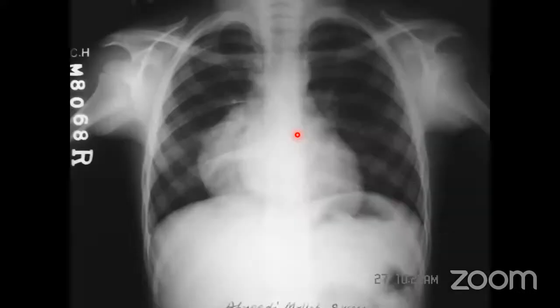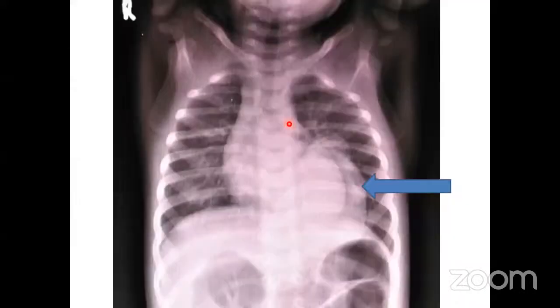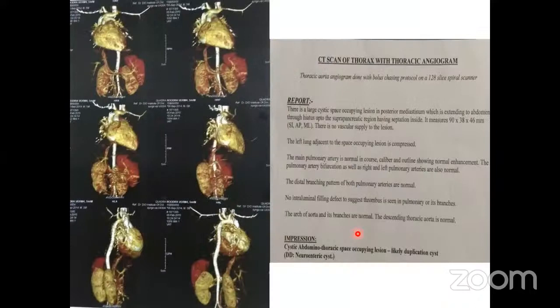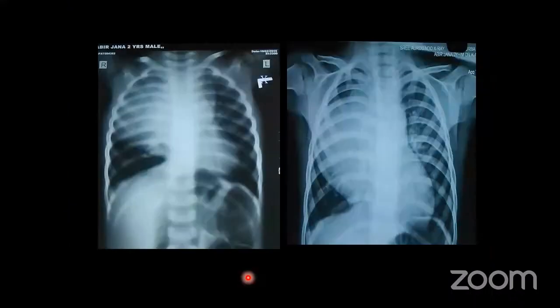Here we have shown on the left side. On the right side, left side, there are radiopaque shadows. All those radiopaque shadows are not pneumonia. So we operated, and it came out to be a case of duplication cyst.